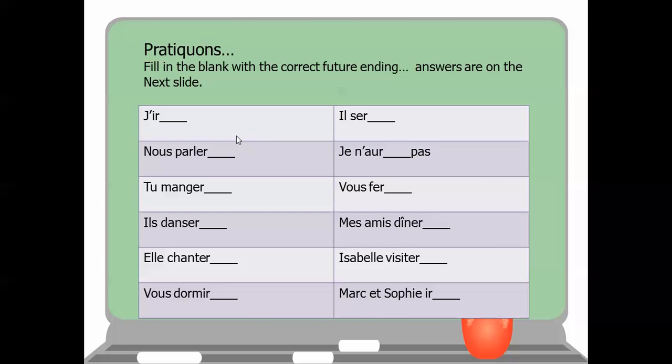Here you go. I have put the subject and the stem, so I've started off the futur simple for you. All you really need to do is just write down what the endings will be. So use your notes, put the video on pause, and when you check back, we'll go to the next slide.